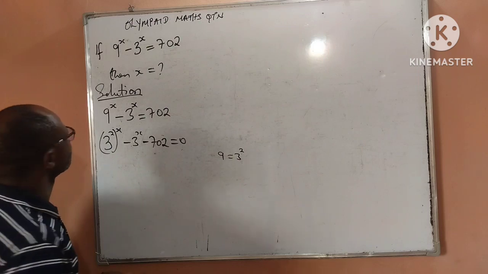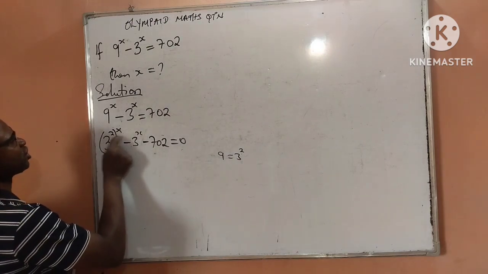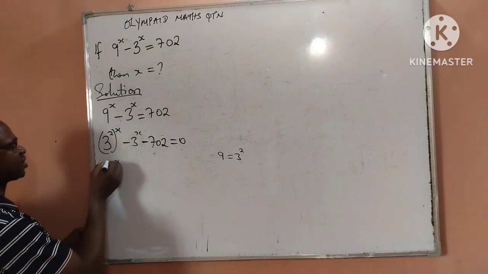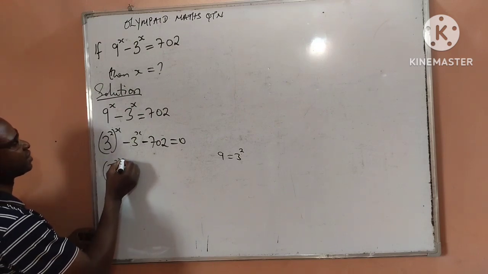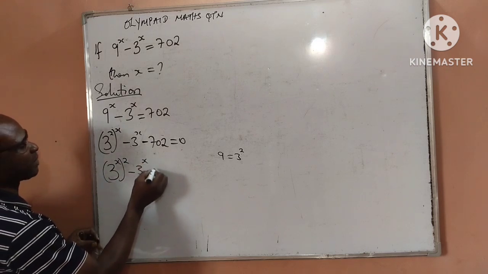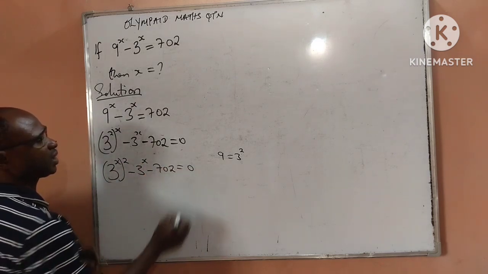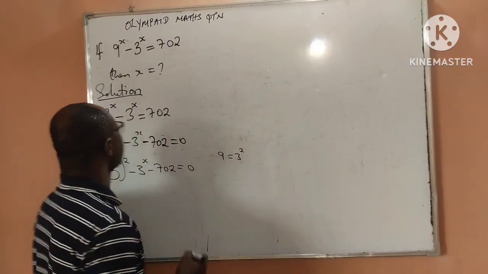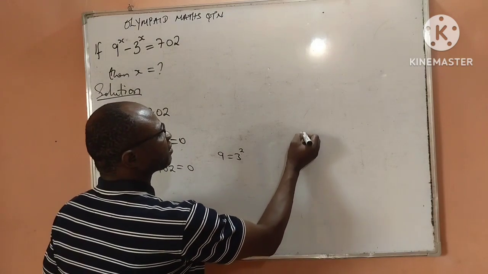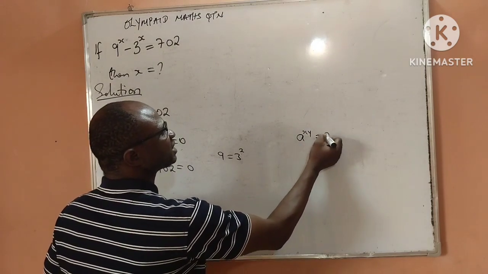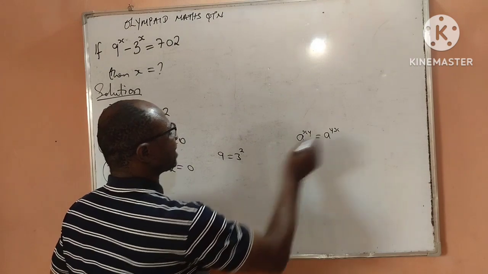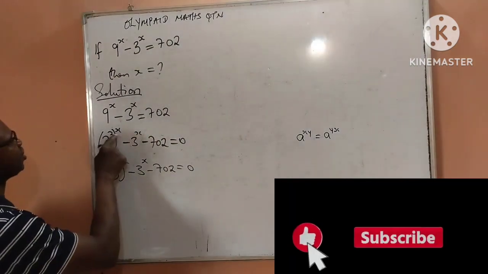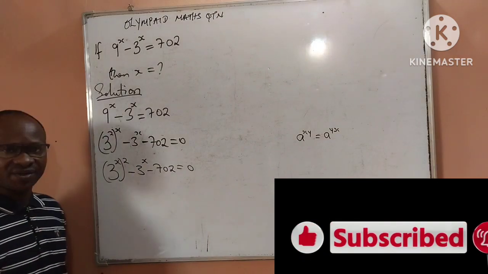Now I can switch the position of the exponents to have it written as 3 raised to the power x, then raised to the power 2, minus 3 raised to the power x, minus 702 is equal to 0. In the laws of indices, if I have a raised to the power xy, it can be written as a raised to the power yx because multiplication is commutative, so it's not a problem. And that is what I have just done by switching the exponents.